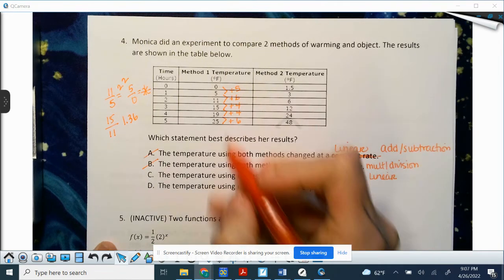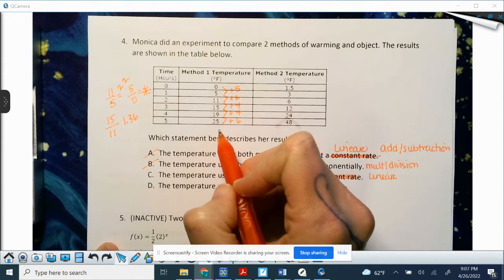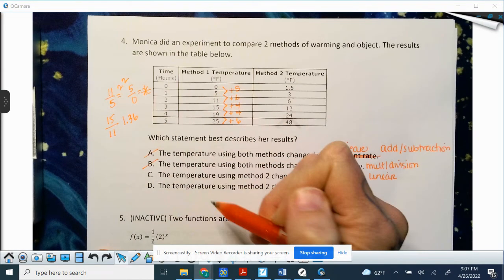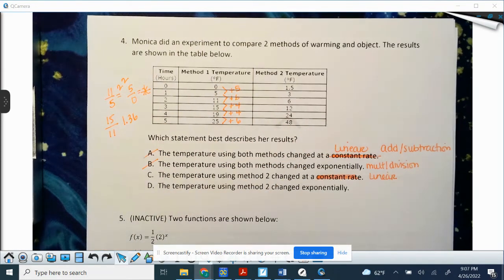You could also put this in your calculator or in Desmos and graph it, like put the table in and see your dots. I cannot reiterate enough how important it is to put these things in Desmos and check, because Desmos does all the math. You just have to know what an exponential function looks like and what a linear function looks like.